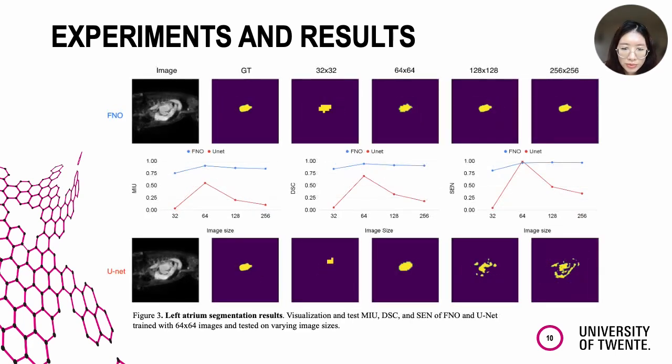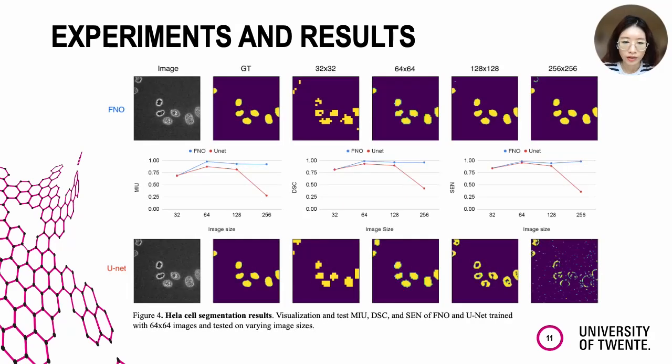And there are experiment results on another dataset of left atrium segmentation. We can see the experiment results of hollow cell segmentation here. So analysis of segmentation results reveals that in all 3 segmentation tasks, and for image sizes greater than or equal to 64 by 64, FNO models consistently generate stable and promising segmentation results compared to UNet models. These visualizations underline the robust performance and effectiveness of FNO models in various image sizes and datasets.